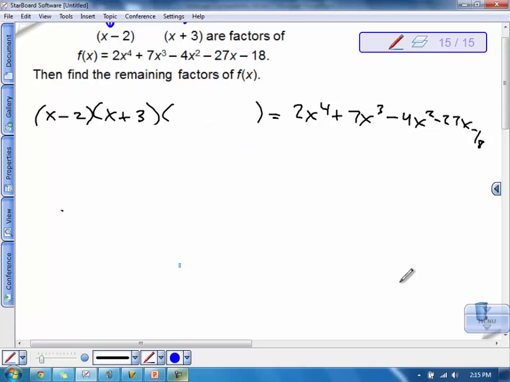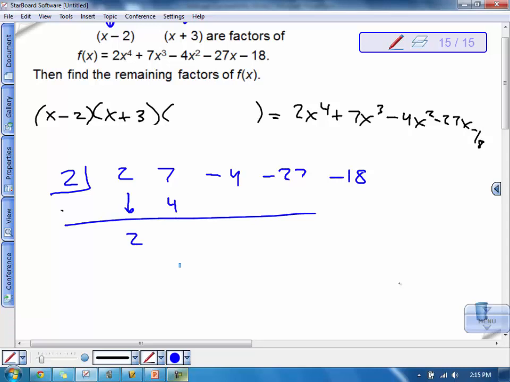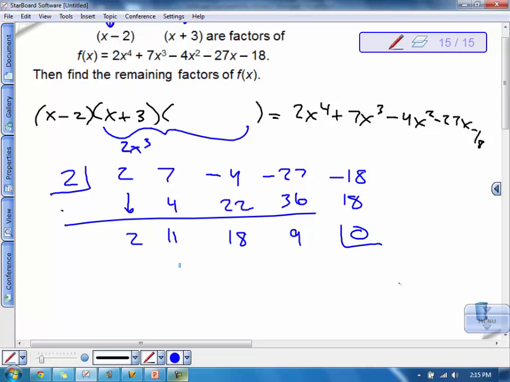Okay, what that looks like then is 2 divided into this polynomial. 2, 7, negative 4, negative 27, negative 18. Okay, I drop down the 2, multiply, add, multiply, add, multiply, and add, and I get 0. So this is my answer for right here. Right there must be then 2x cubed plus 11x squared plus 18x plus 9.